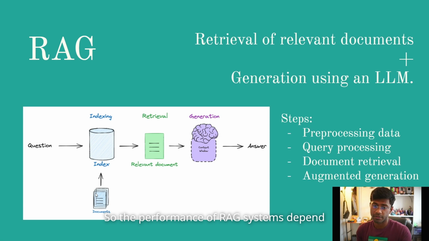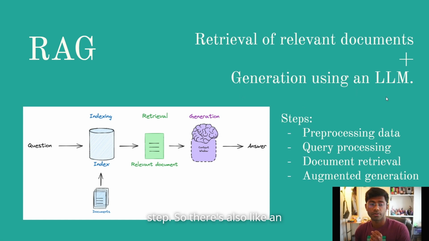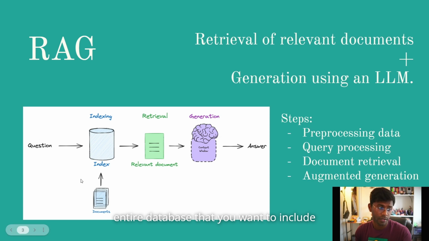So the performance of RAG systems depends heavily on this retrieval stage, because it can only perform as well as the content that is being retrieved based on the query. Because what happens is that once we retrieve these documents from the vector database, we get these relevant documents added to our initial question, and then send it to the LLM for the final answer. So it only works as long as the relevant documents are correctly fetched by this retrieval step. So there's also an initial pre-processing step that is involved with RAG, because you need to pre-process this entire database that you want to include in your workflow.